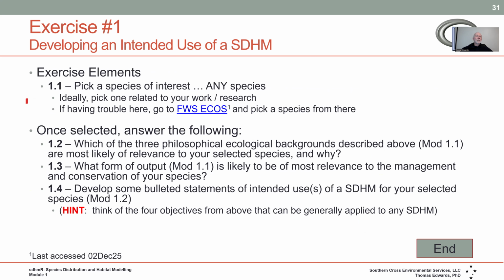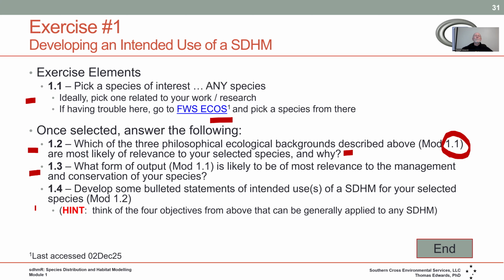And here's the elements. Pick your species. If you have trouble, go to Fish and Wildlife Service's ECOS and pick one from there. Once you've chosen one, I'd like you to answer these 3 questions. Which of the 3 philosophical backgrounds, back to Module 1.1, are most likely of relevance to your selected species? Remember, this is the Grinnellian approach, the Eltonian, or the Hutchinsonian. And give me a couple of bullets as to why.